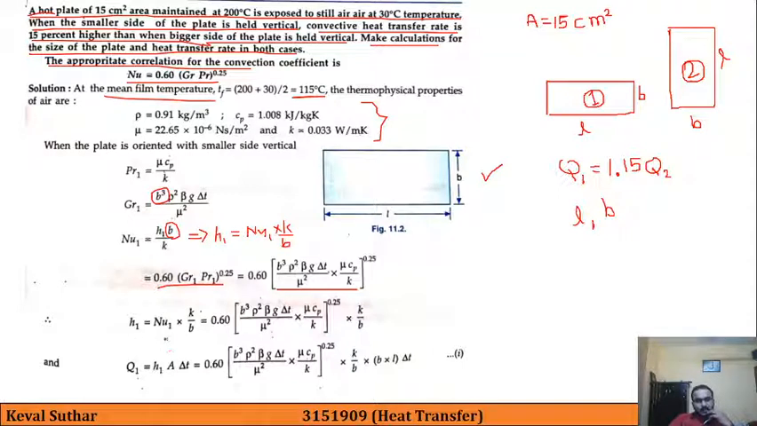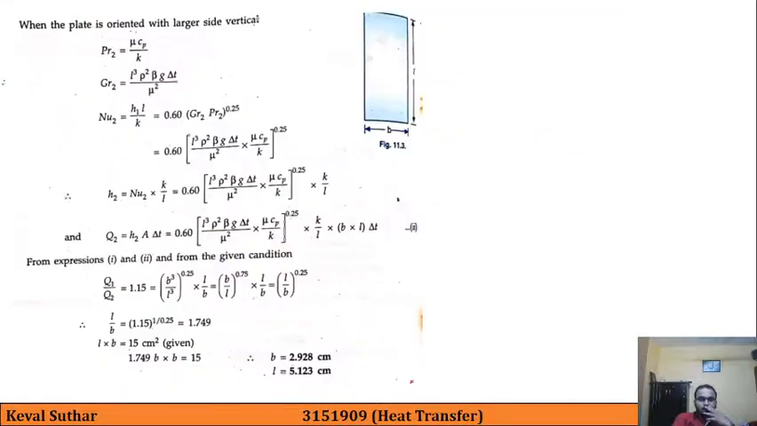So the same thing is written here, and we are getting some value of H1, and Q1 can be written in this way, HA delta T. So the same whole thing is repeated over here. And now what we are going to do is the second case, when the plate is oriented with the larger side being held vertical.